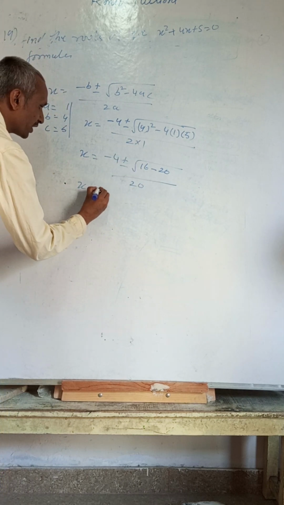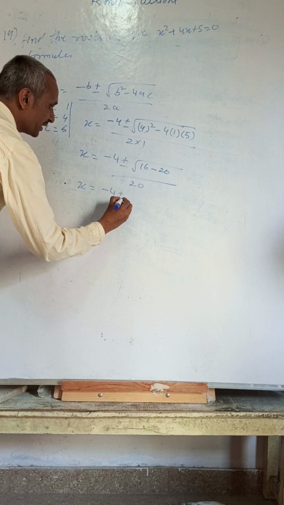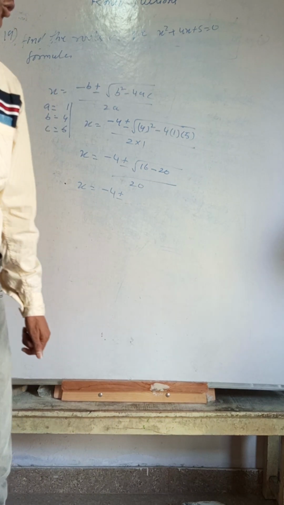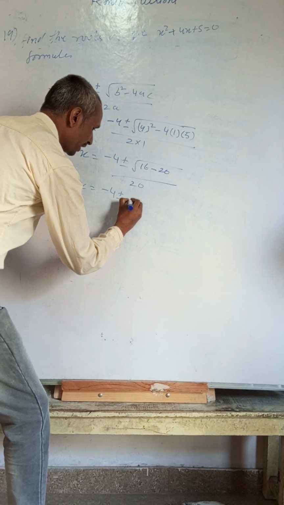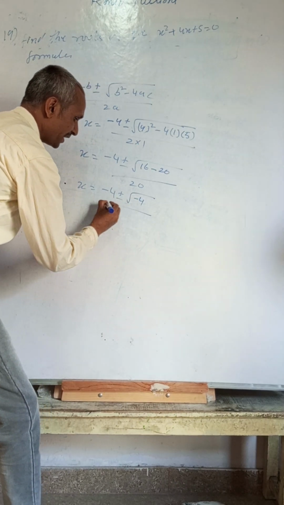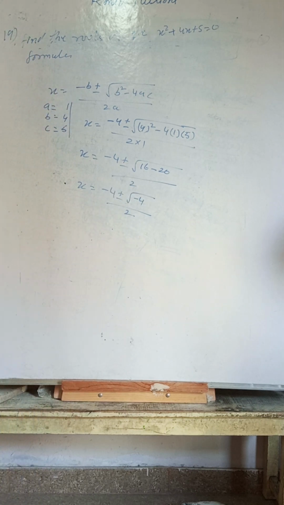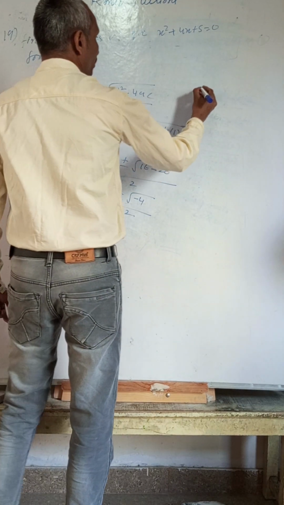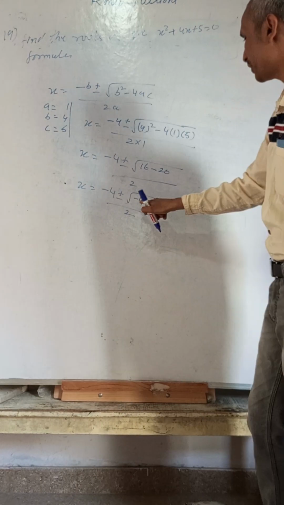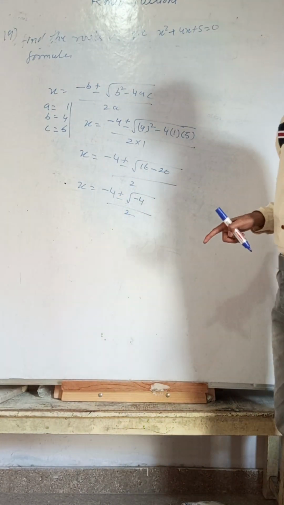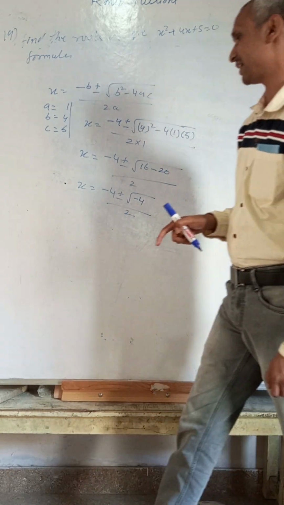Then x is equal to minus 4 plus or minus root of 16 minus 20, which is minus 4, divided by 2. So here we get root of minus 4. These are imaginary roots, which come under complex numbers.